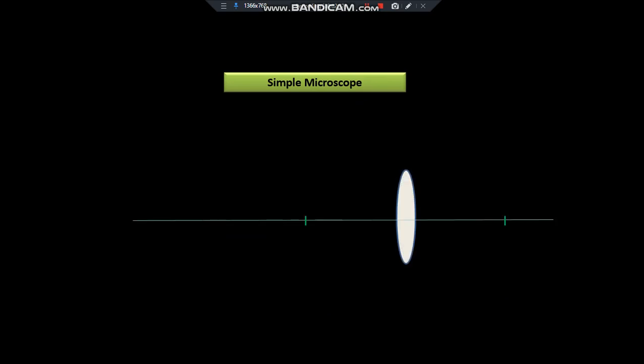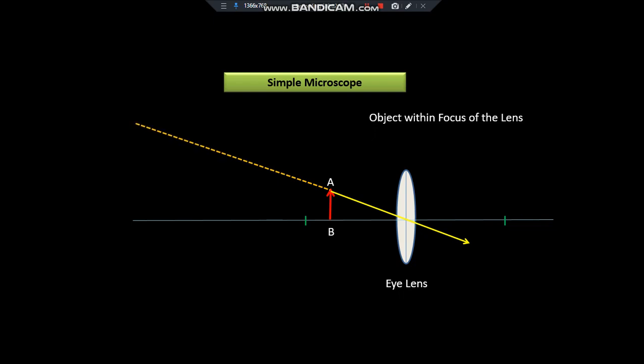Let us have the convex lens. That's the eye lens, we call it. We have the object AB within the focus of the lens. First of all, we have a ray passing through the optical center, which is produced with a dotted line on the other side. We have a line which is parallel to the principal axis, which refracts through the double convex lens, and we have a virtual image.